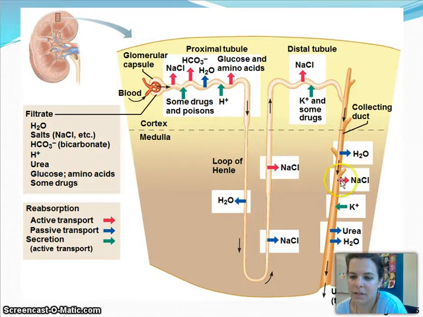And so you see this picture here. So we have potassium going back into the collecting duct and going back into the distal tubule. Salts are coming out. Urea is also coming out a little bit, and water can come out depending on your ADH levels.